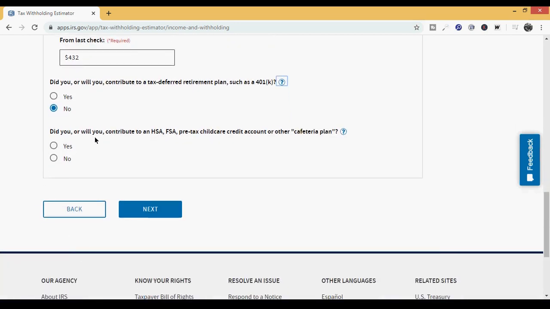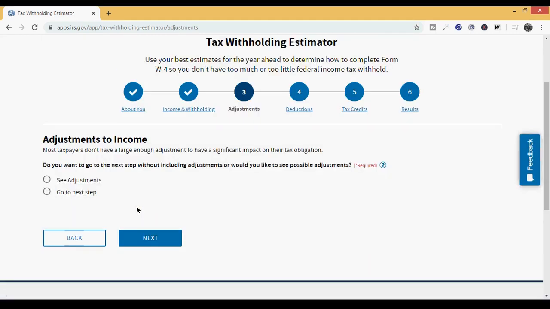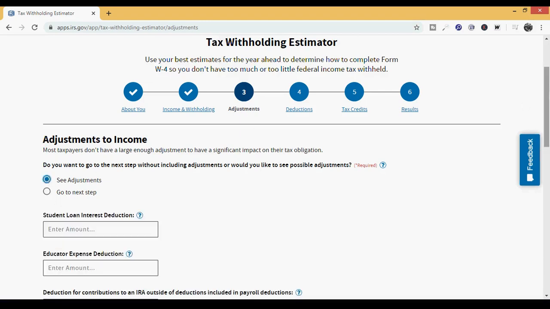So we'll proceed. Did you or will you contribute to a HSA, FSA, pre-tax child care account, or other cafeteria plan? Keep in mind, if you don't know what that is, hit the question mark and it'll elaborate. In this example, the answer is no. All right, so the next thing is adjustments to income. And it says most taxpayers don't have a large enough adjustment to have a significant impact on their tax obligation. Do you want to go to the next step without including adjustments, or would you like to see possible adjustments? Let's go ahead and just look. Let's look at the adjustments.